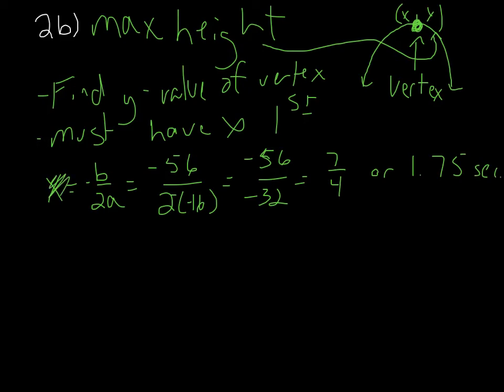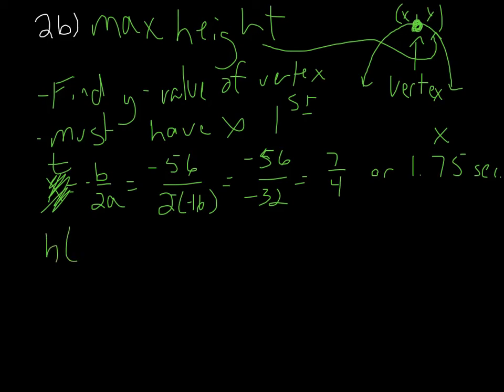Now this is in time. Technically, I guess I should have put t over here instead of x. So at 7/4 seconds, or 1.75 seconds, the ball is at its maximum height. Now that's your x value of the vertex. I want the y value. So if you have x, how do you find y?